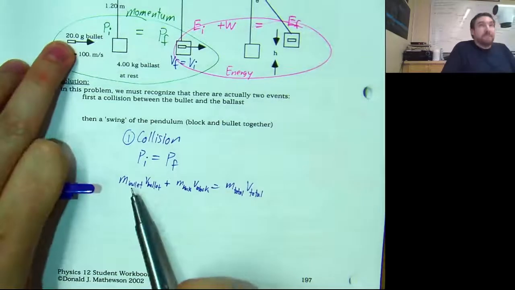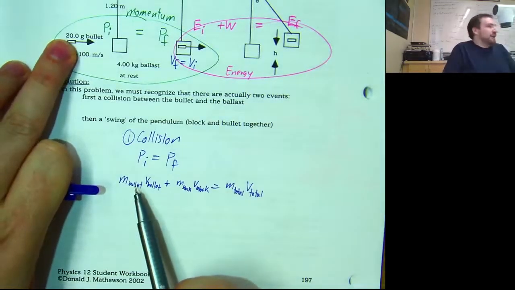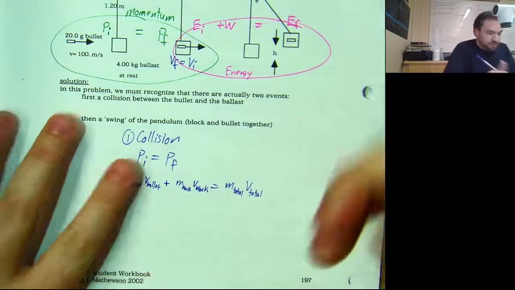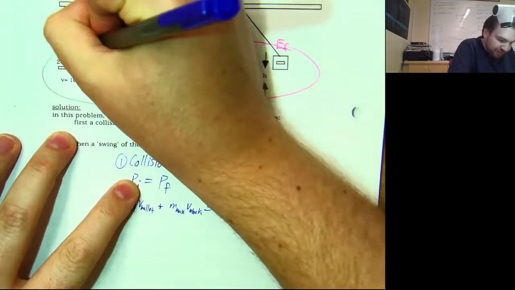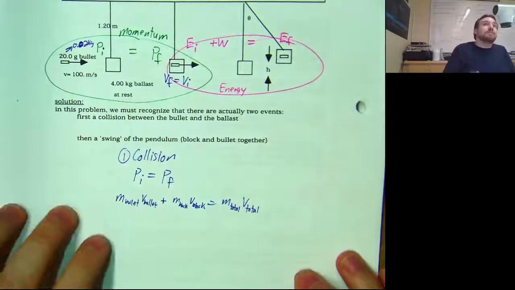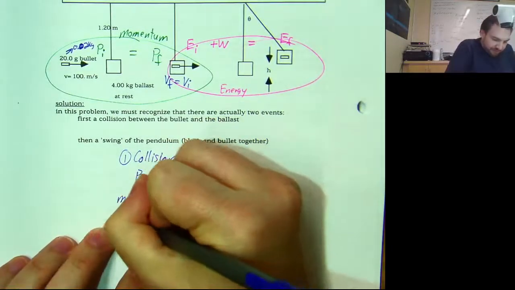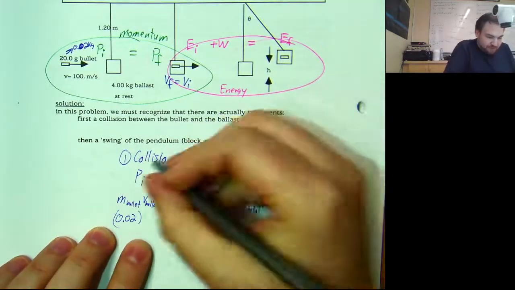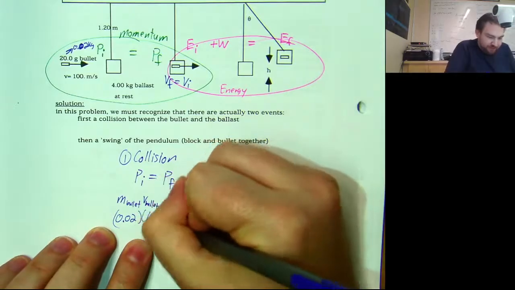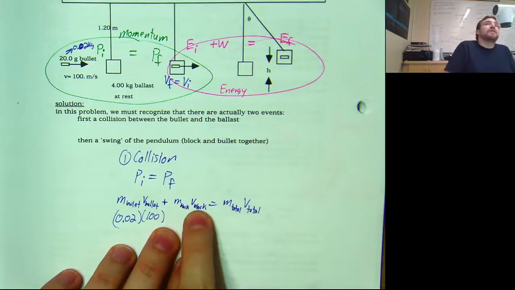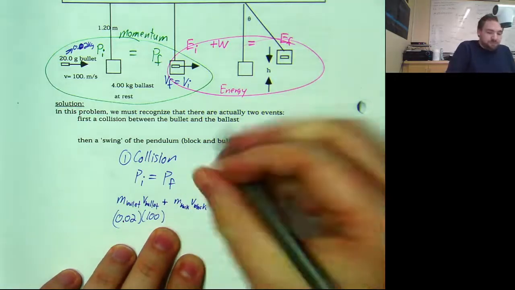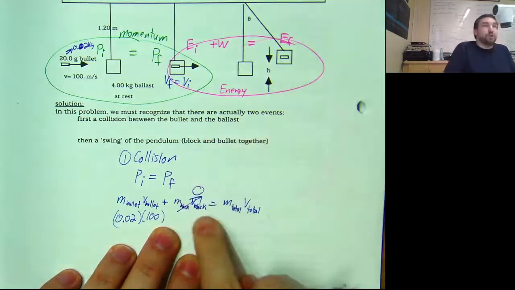So the mass of the bullet is 20 grams. I don't want grams, I want kilograms. So let's convert it up here, 0.02 kilograms. So it's going to become 0.02 times the velocity of the bullet, which we're told is 100 meters per second. All things considered, that's pretty slow. The velocity of the block is 0. So this whole expression is 0.